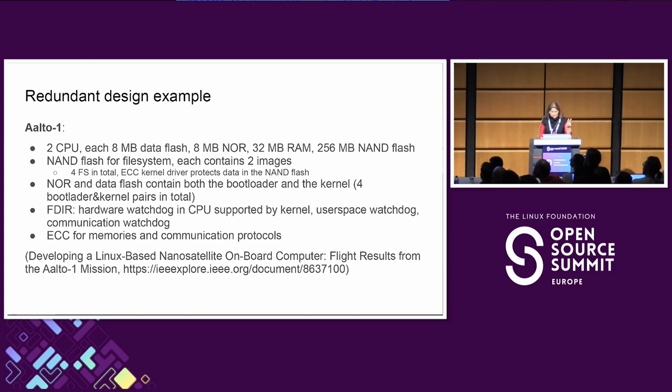So you have two flashes for the kernel and bootloader, and then you have two NAND flashes, and each of those NAND flashes contains two images of the file system. So everything is nearly doubled, maybe even four times you have it there. And for example, from the point of view of Linux, there is an ECC kernel driver which protects the data in the NAND flash.